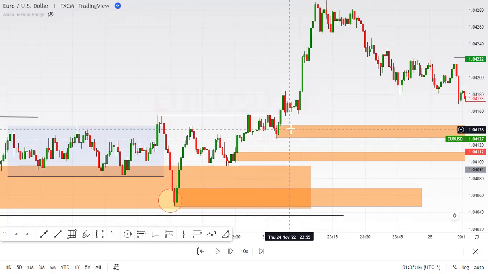Not just the order block, it may respect the imbalance. It may fill the imbalance. So that's why we usually have to locate an imbalance close to our order block.